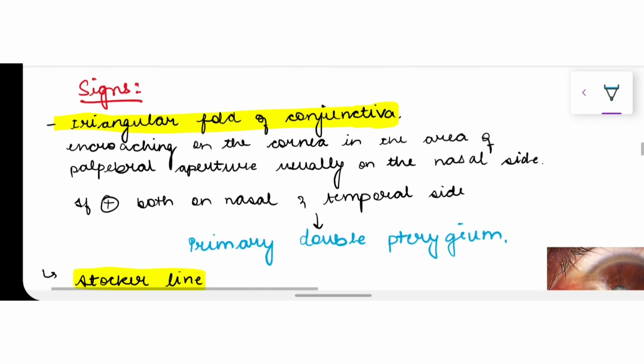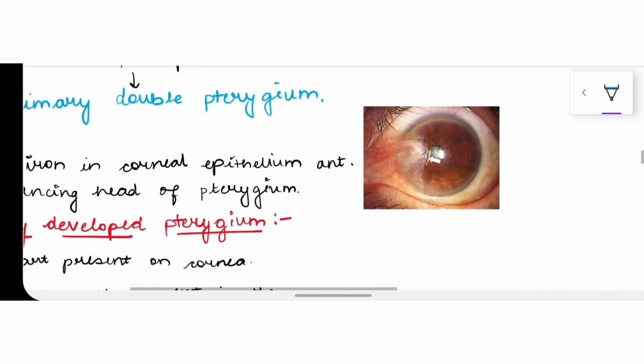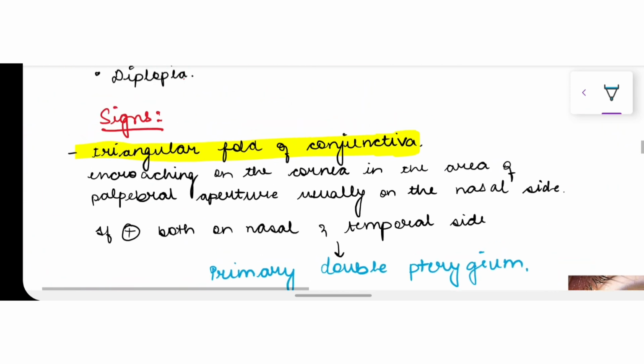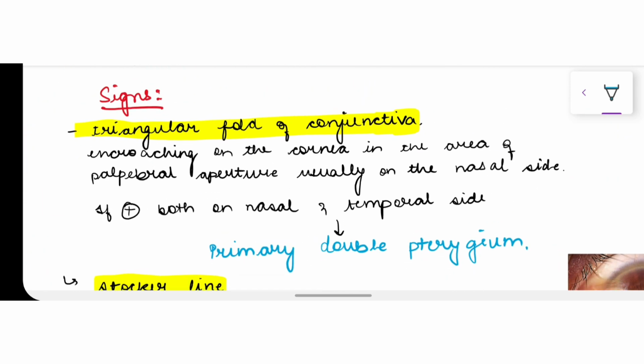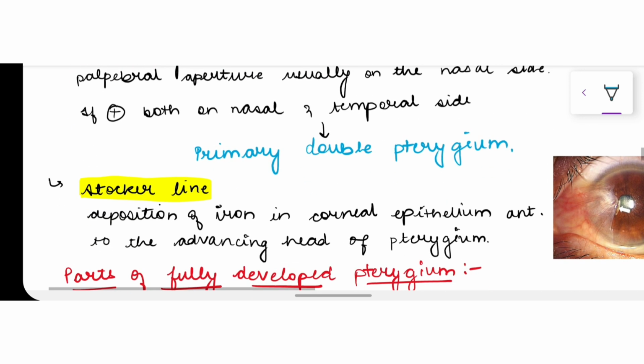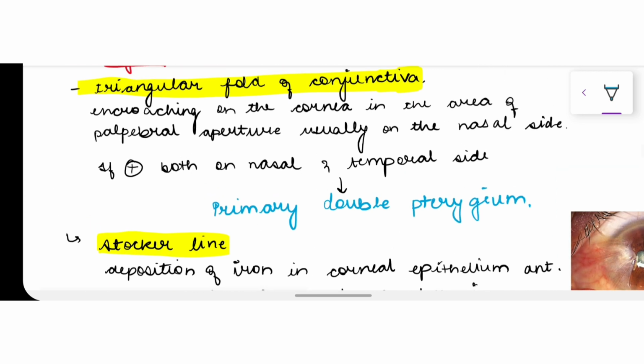Now what are the signs of pterygium? It is very easy, like we can see in this photo. It is a triangular fold of conjunctiva which is encroaching the cornea. It can be present in any part of the interpalpebral fissure, but it is more common on the nasal side. If it is present on both the nasal and the temporal side, then we call it primary double pterygium.